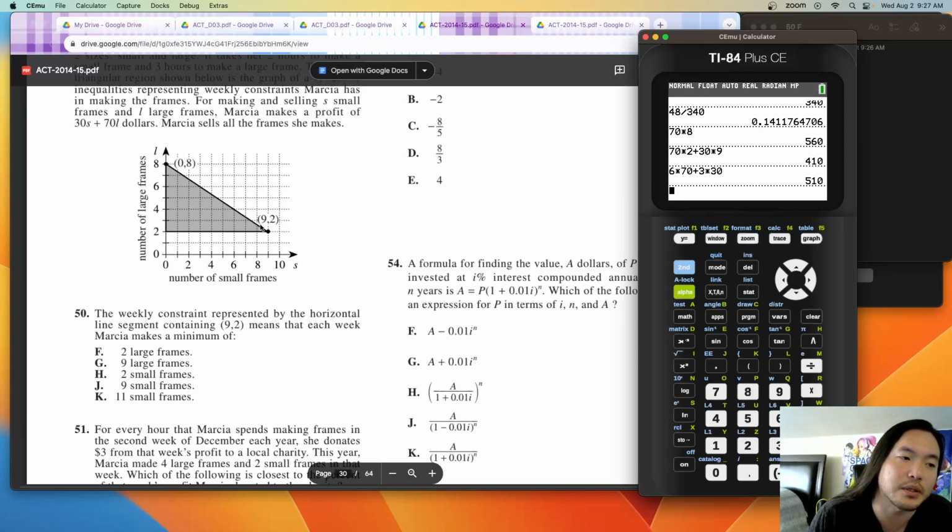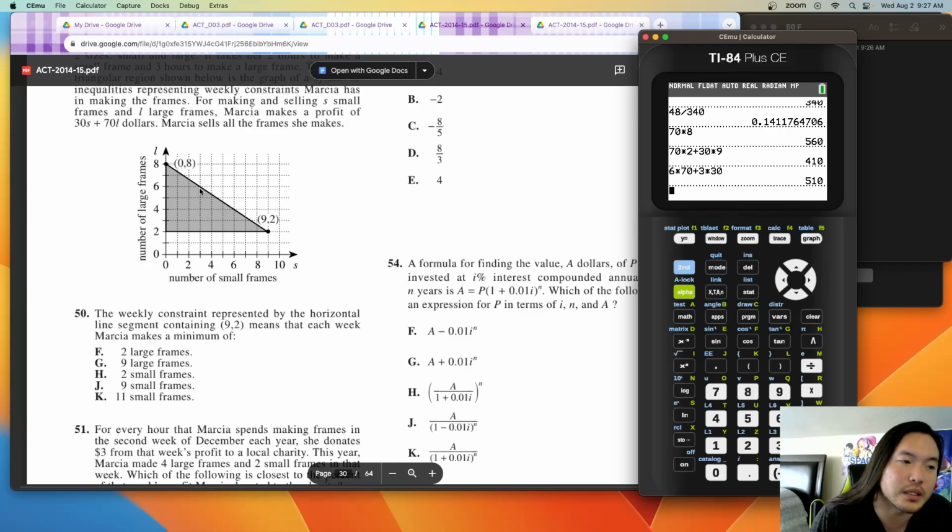Just test the two numbers, maybe use your gut intuition. Definitely, you're making $70 per large frame, so just make all large frames. Then you can test this one, you can test this one. Obviously, you should make as many frames as possible. Obviously you make more money by making 8 large frames versus two large frames, right? That's obvious. And then here, maybe I would test one more point in the middle.